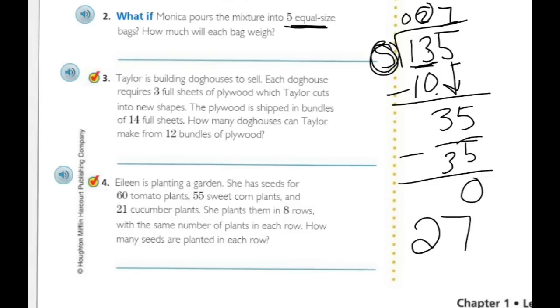So the answer is 27. So each bag would weigh 27 pounds. Remember to always do your labels, pounds.